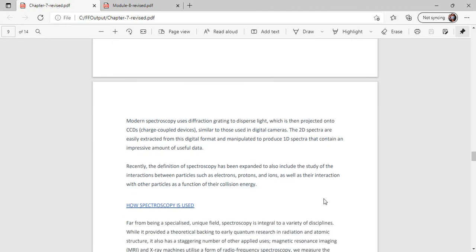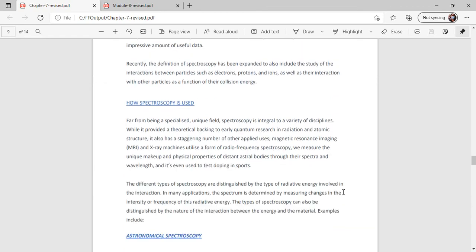Recently, the definition of spectroscopy has been expanded and also includes the study of the interaction between particles such as electrons, protons, and ions, as well as their interactions with other particles as functions of their collision energy. Now, how do you use spectroscopy?